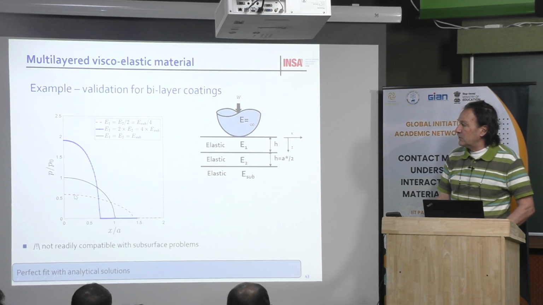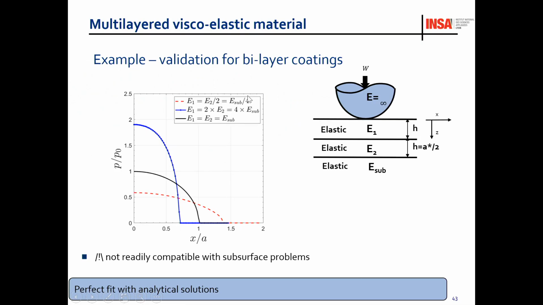For the red one, the first layer is 2 times softer, and then the second layer is half of the stiffness of the first one, and the substrate is 1/4 of the stiffness of the first layer. Then the deeper you go, the softer the material is. Then you can see here the pressure distribution, which is logical, in fact.